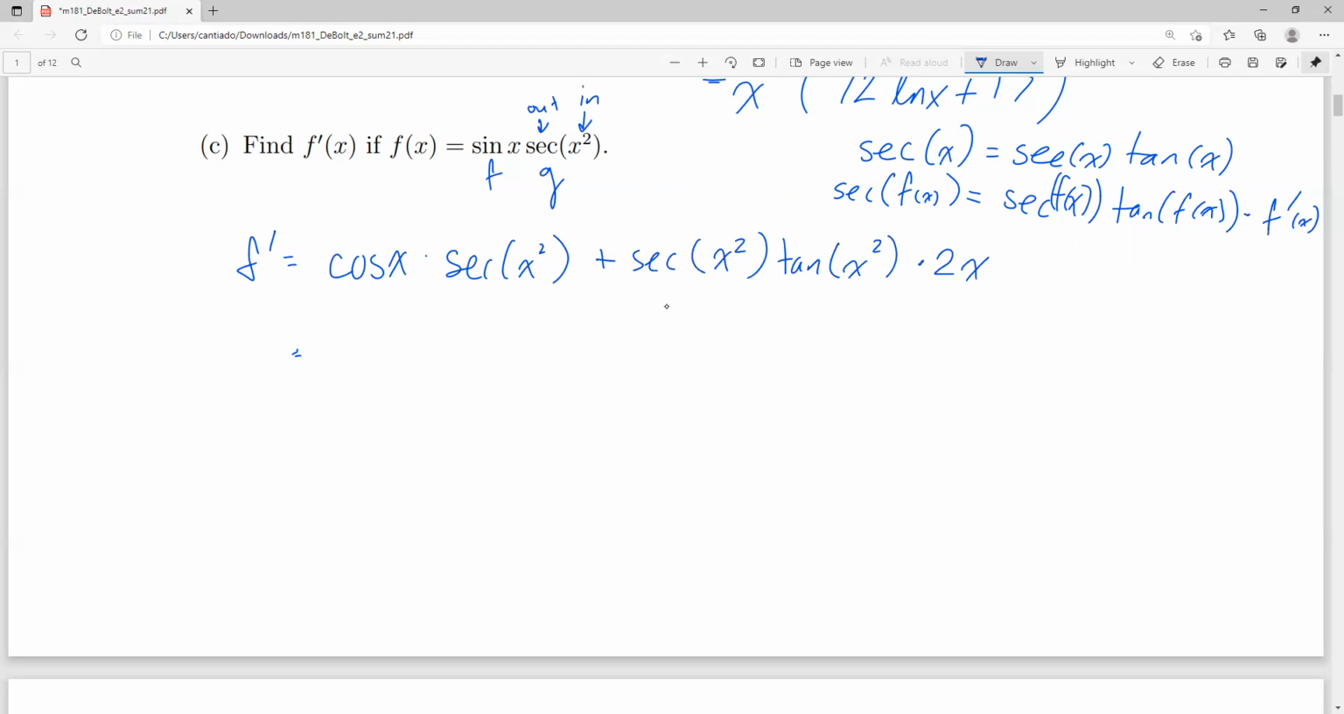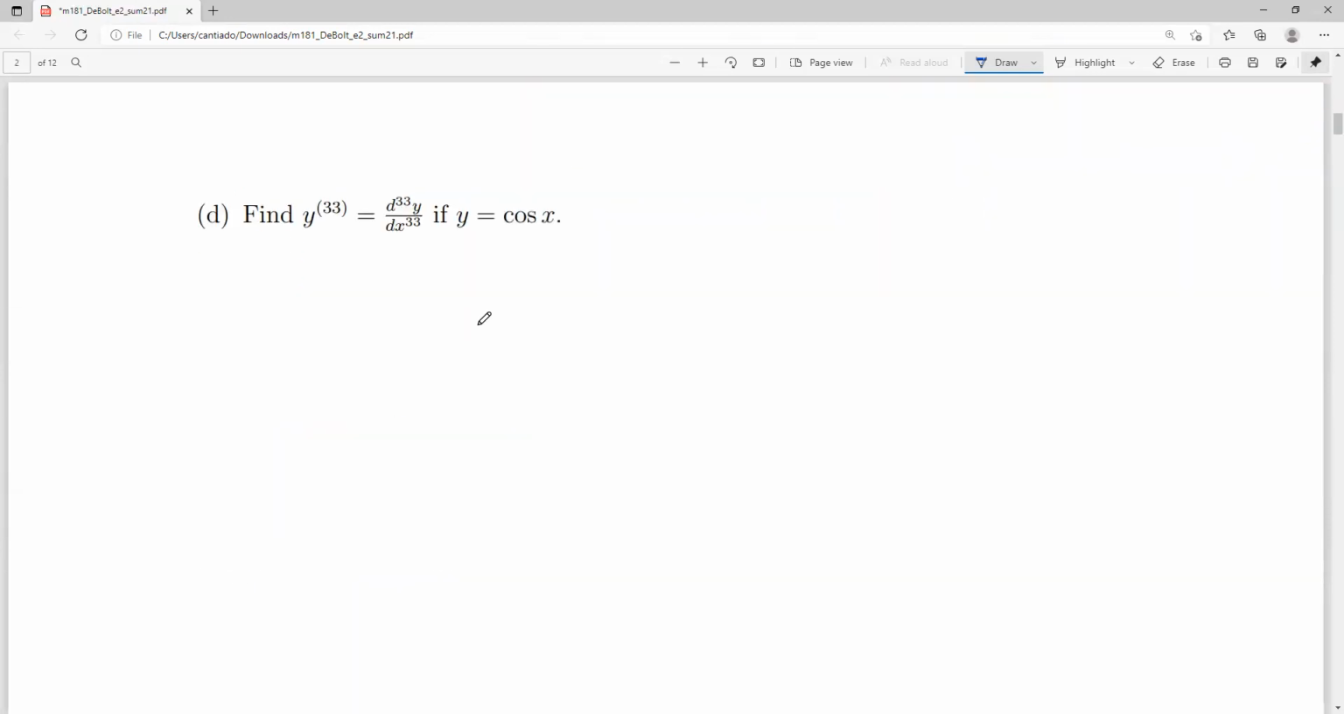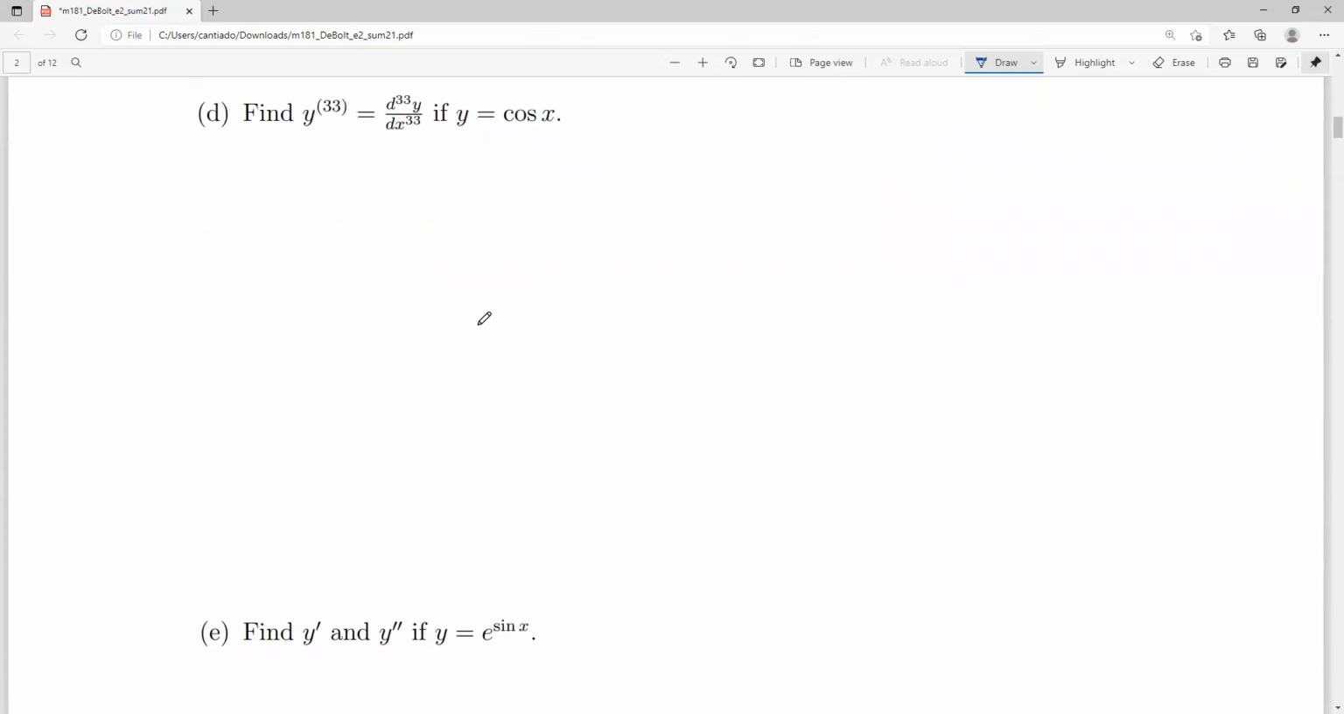Yeah, so things to remember. What are your trig derivatives? And more importantly, don't ever forget chain rule. If you have a function within a function, then you have to apply chain rule, derivative of the outside times the derivative of the inside, right? So just that's something to remember. Let's go ahead and move on to part D.